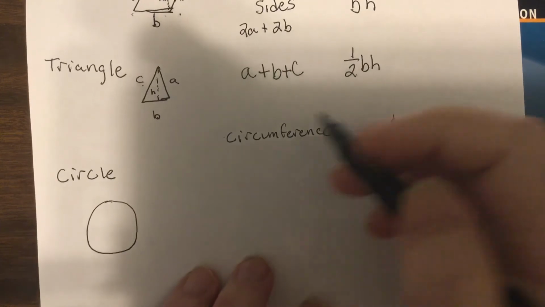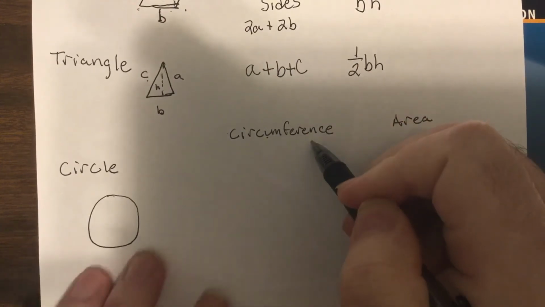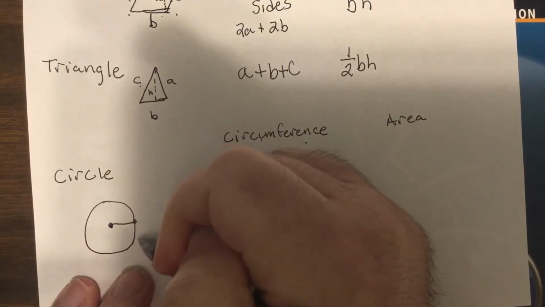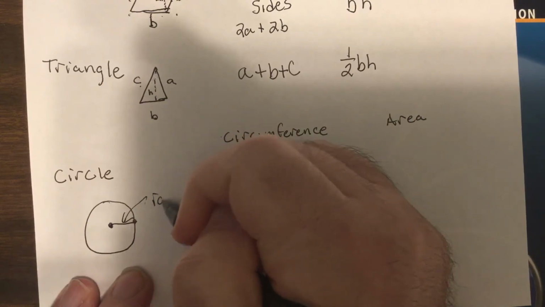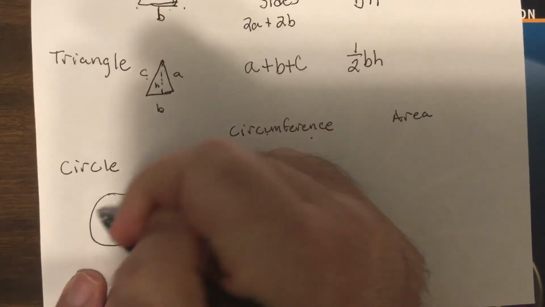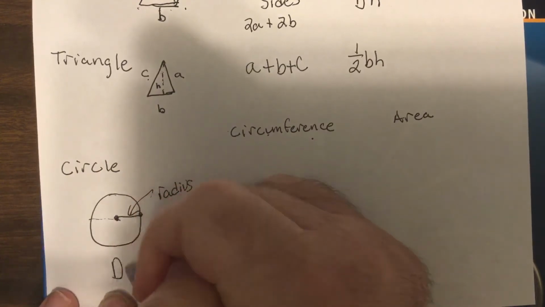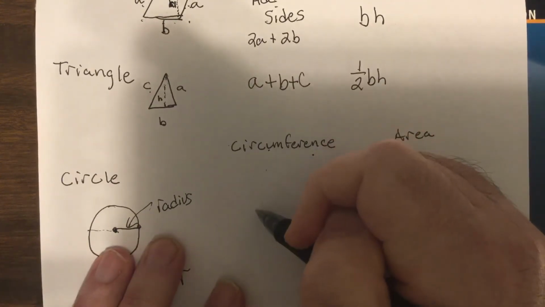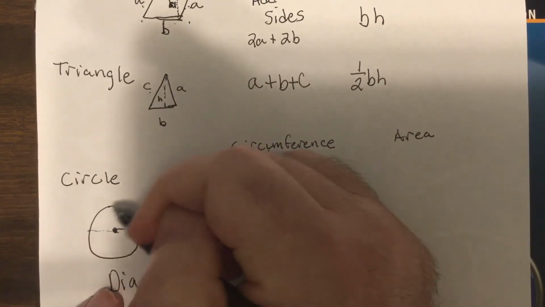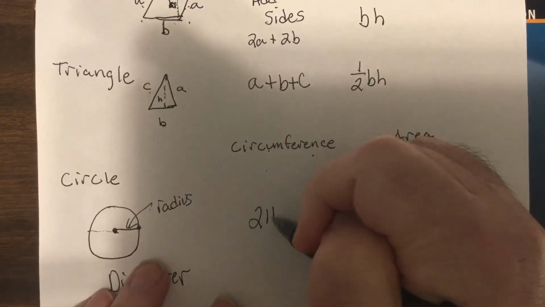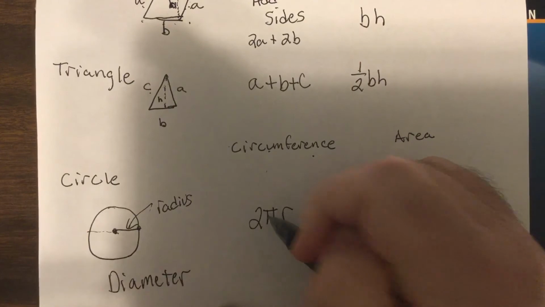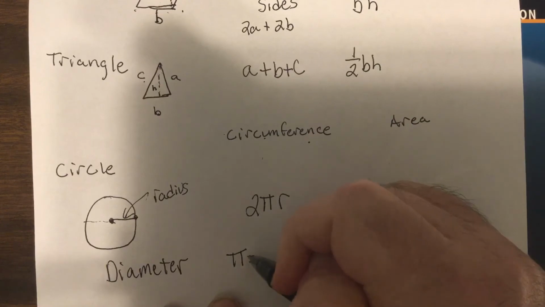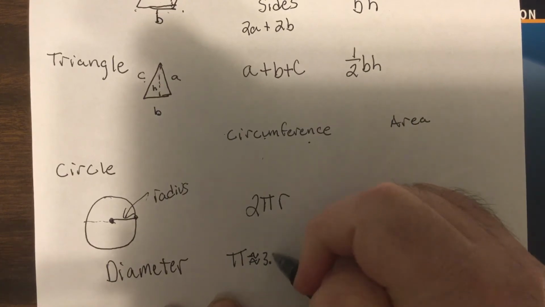Now for a circle, instead of calling it perimeter, they call it circumference. From the center of the circle to a point on the circle is called the radius. Two of those is called a diameter. Circumference, the distance around the edge of the circle, is 2 times pi times r. Pi is an irrational number, so for our use, pi is approximately 3.14.